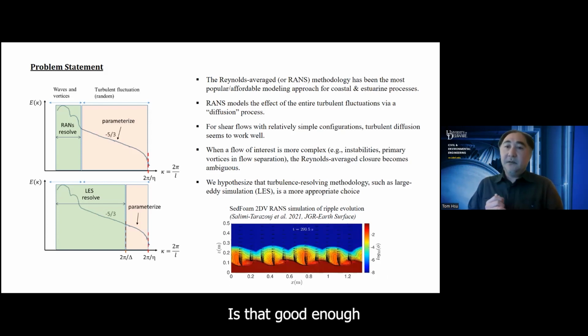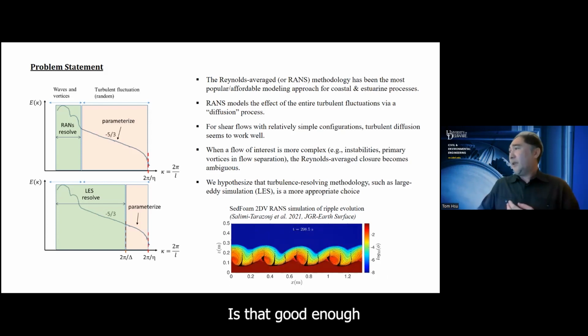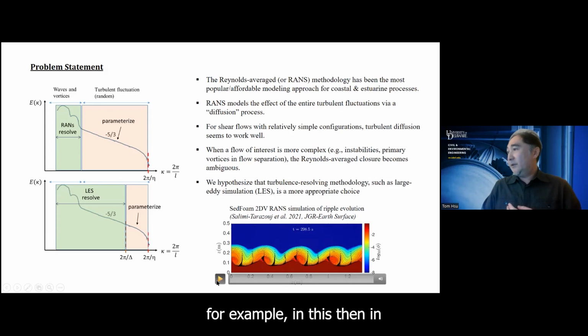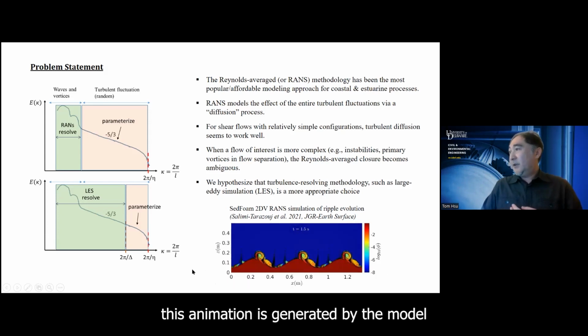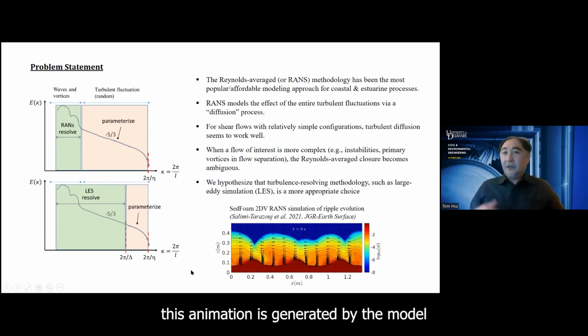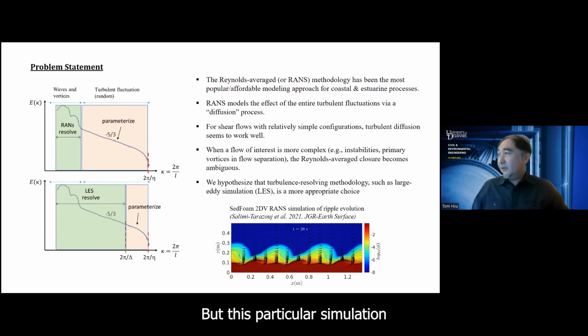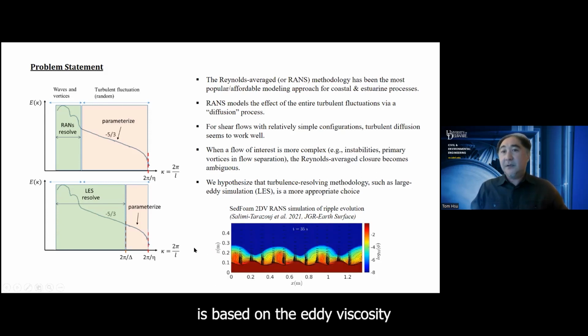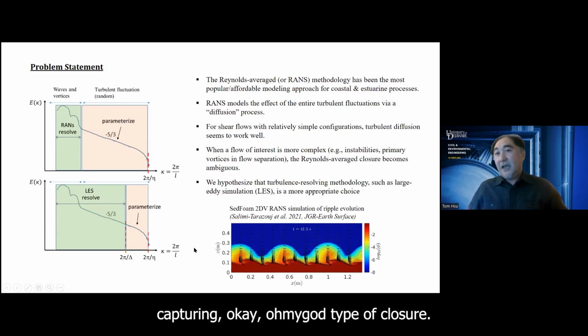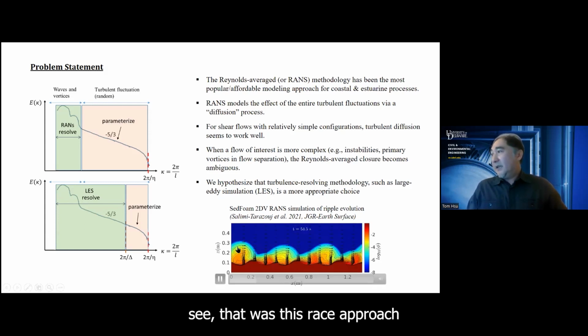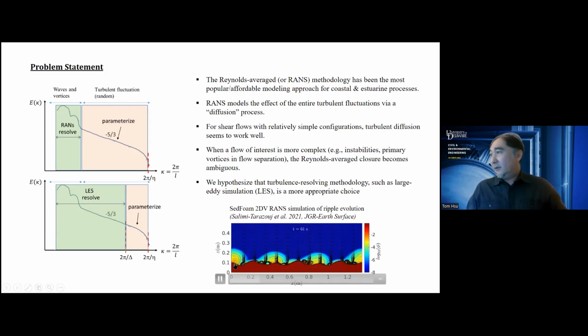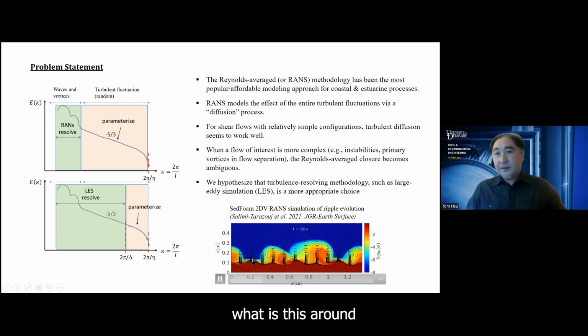is good enough. For example, let me play this animation again. This animation is generated by the model that I'm going to introduce later called SAFON. It's a two-phase model to model sediment transport, but this particular simulation is based on the eddy viscosity K epsilon or K omega type of closure. As you can see, with this RANS approach, we do resolve the vortices around the ripple.